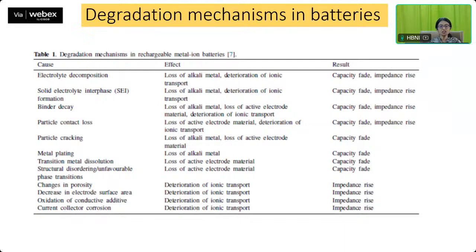Then what can happen is oxidation of conductive additives. That can also happen. If you have that, then also there is going to be a deterioration of ionic transport. There is going to be a concomitant impedance rise.